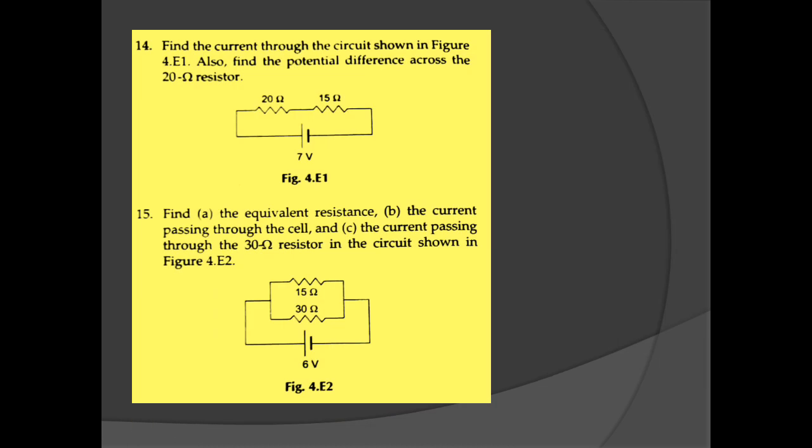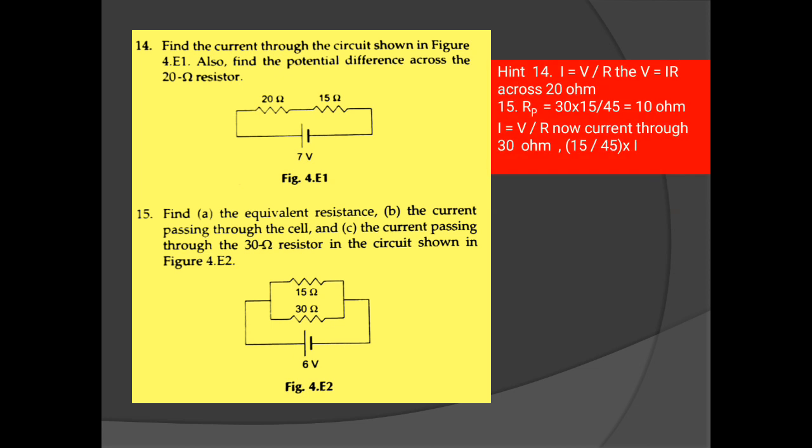Now in question number 14, find the current through the circuit shown in the figure. Also find the potential difference across 20 ohm. In 14, you can use I equal to V by R, then use V equal to IR across 20 ohm.